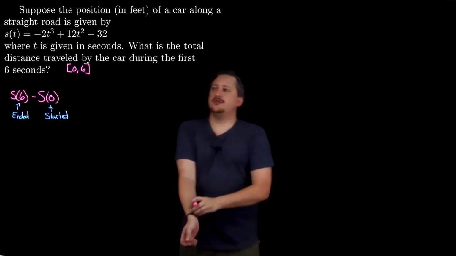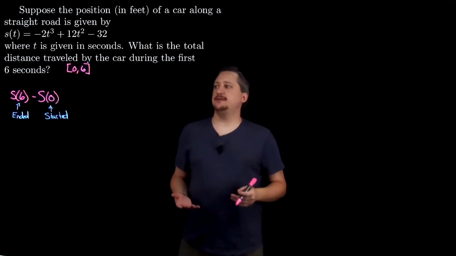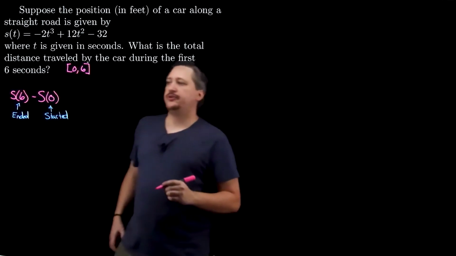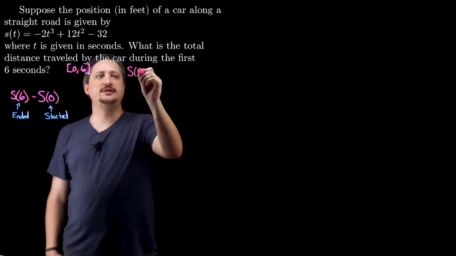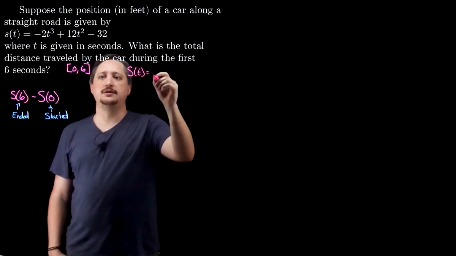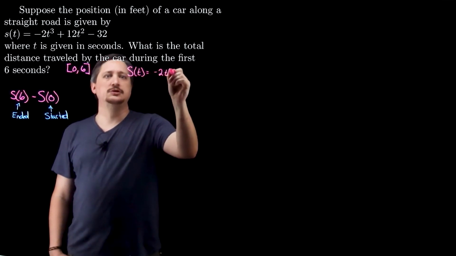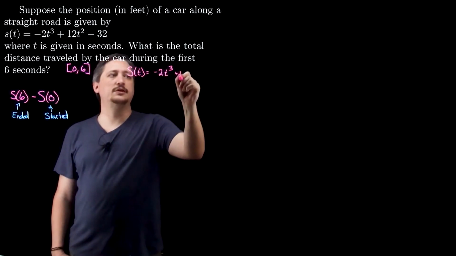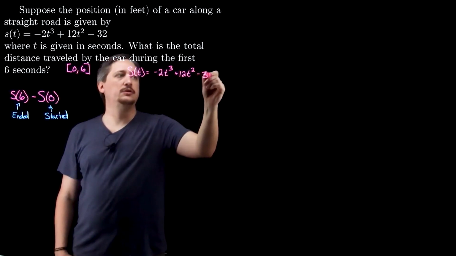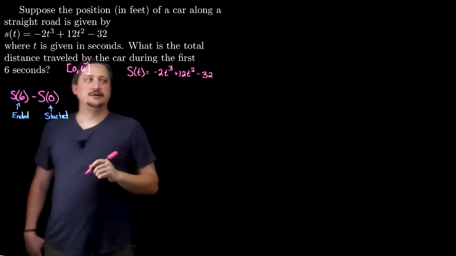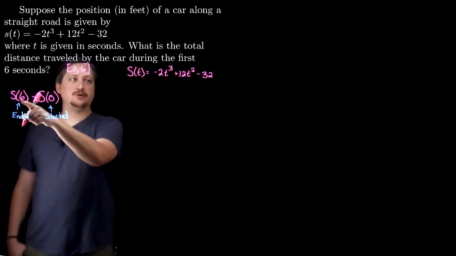So this isn't so bad. All I need to do is plug in the 6 and the 0, okay? So again, to remind myself, s of t is -2t cubed plus 12t squared minus 32. So I want to plug in 6.